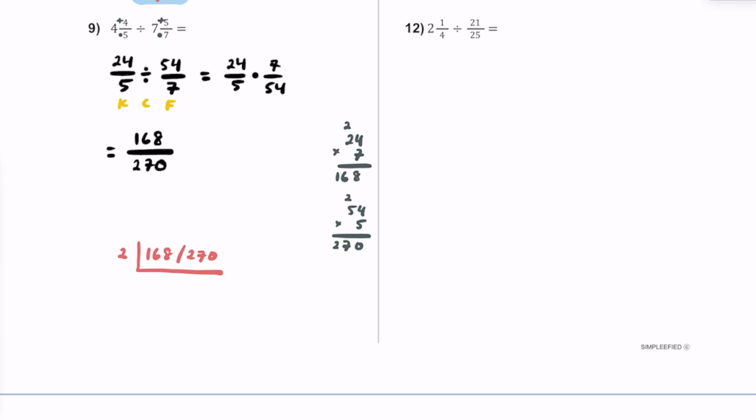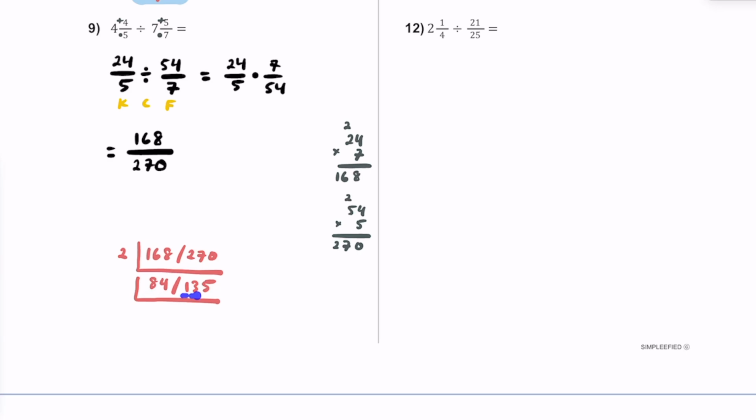Half of 168 is going to be 84, and half of 270 is going to be 135. Now, you can't divide these both by 2 because one's an even number and one is an odd number. However, you can check to see if they're divisible by 3. So 8 plus 4, that's 12. 3 does fit into 12.